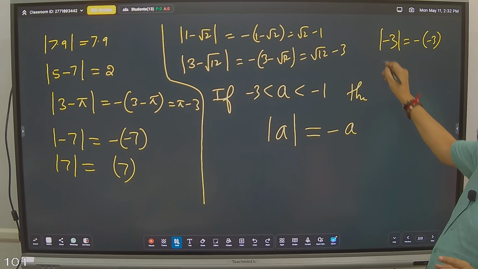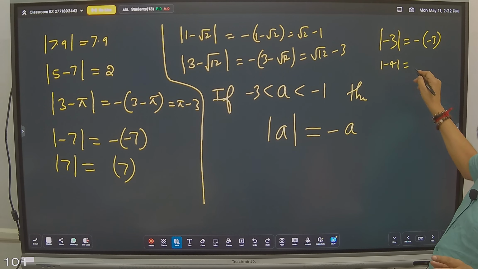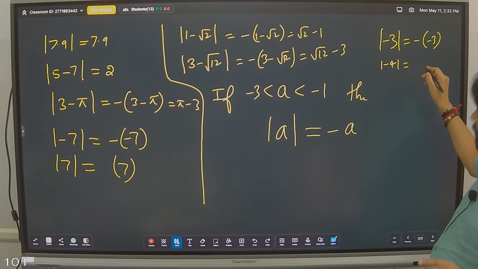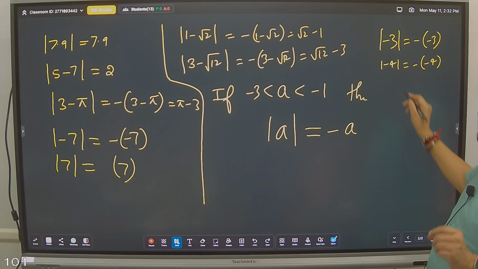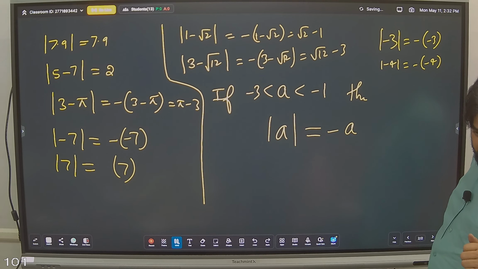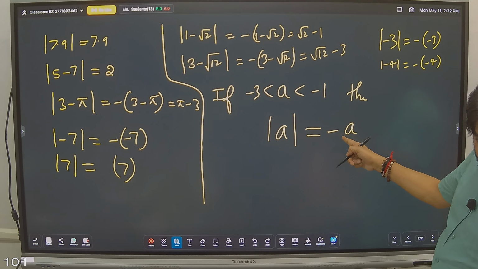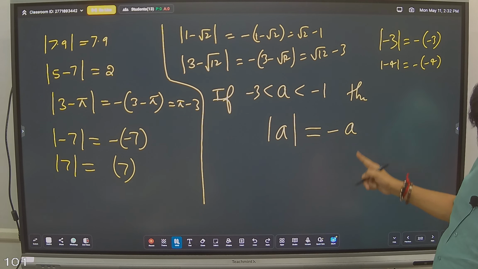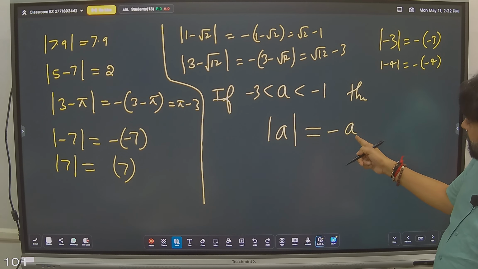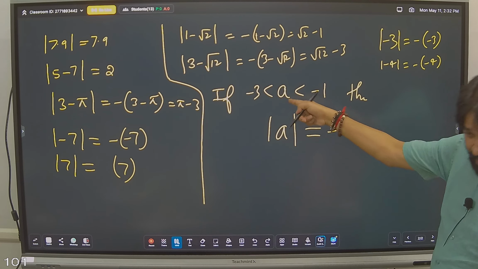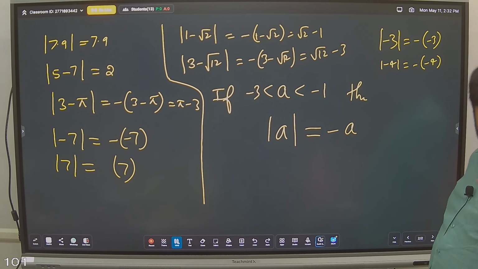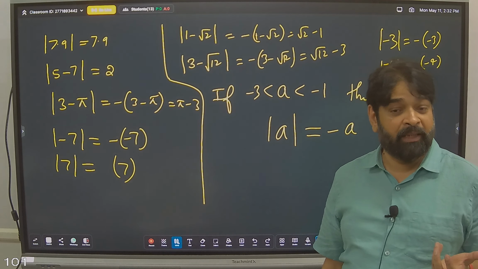What is the mod of minus 4? Minus. Why are you putting minus 4 here? What is the mod of A? Minus of A. Why minus? Because A is negative. It's already given. Do you understand? Please do not develop your own style of learning mathematics. Otherwise, you will collapse.